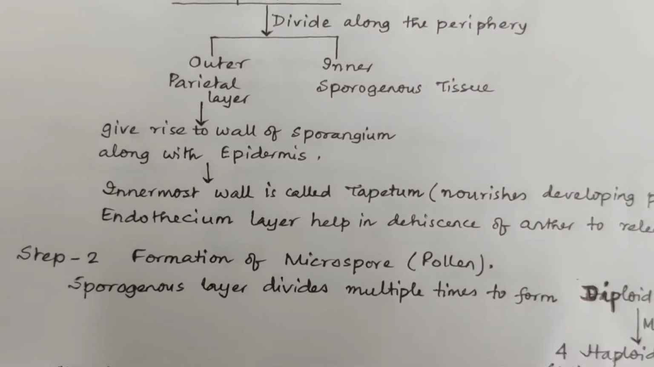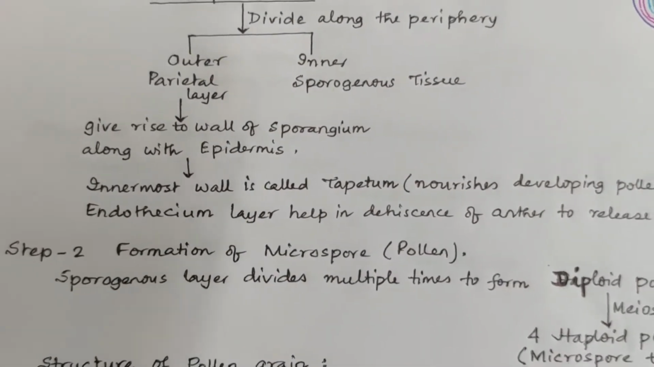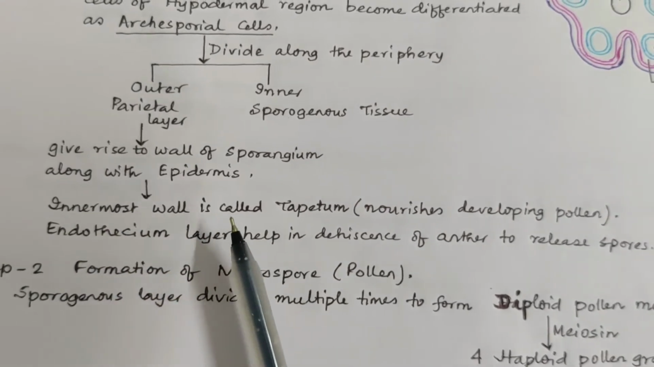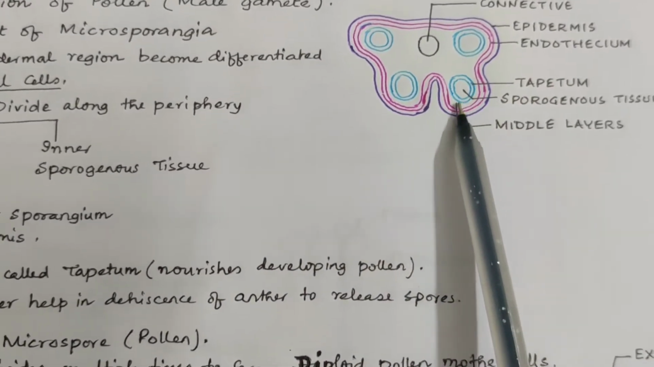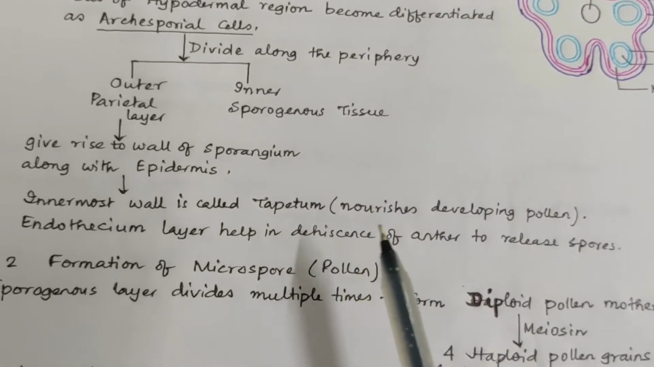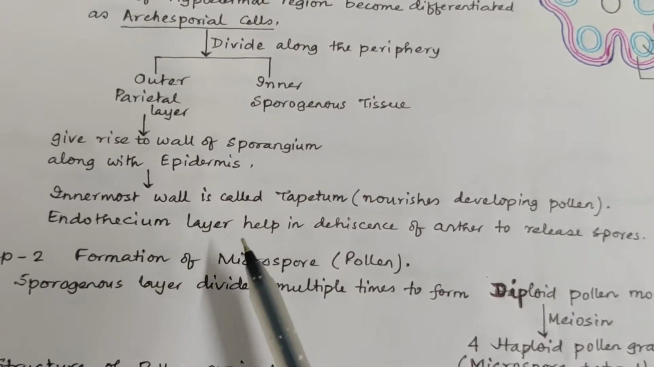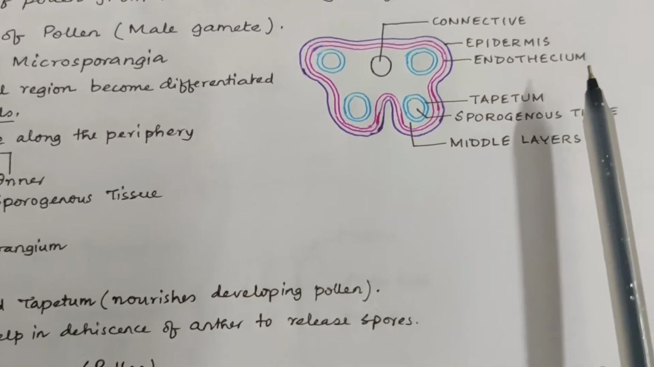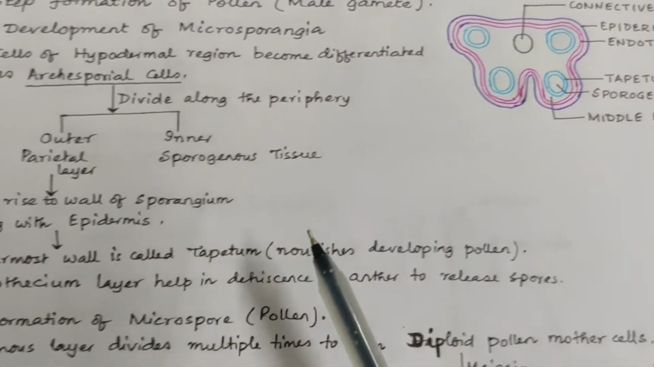The outer parietal layer gives rise to wall of sporangium along with epidermis. The innermost wall of this is called tapetum. In the figure you can see this is the tapetum, this rounded structure, this bluish colored structure, which nourishes the developing pollen. The endothecium layer helps in dehiscence of anther to release the spores. Endothecium means this one, this is the layer, this pink. This is endothecium.